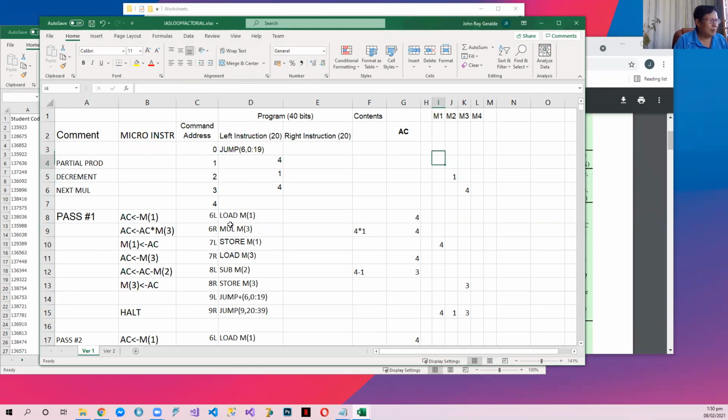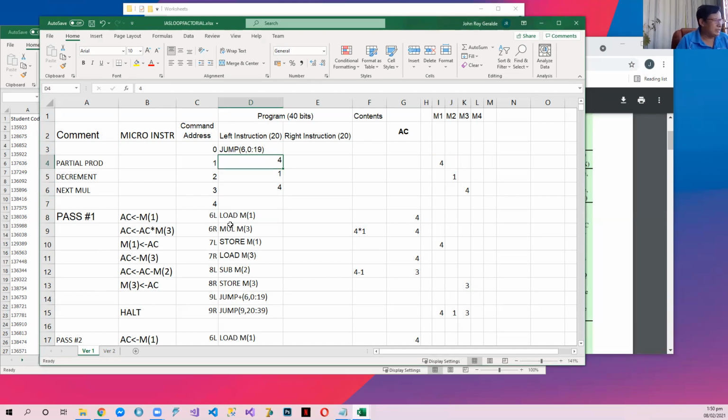Sorry. Our partial product is initially 4. No, our decrement is 1. Do you follow? Okay. And then we have a jump 6009 because we are going to jump to the left of 6. I hope you have no problem with distinguishing the left and the right anymore. 0 to 19 is left. 20 to 39 is right. Do you follow? Because horizontal addressing of the present in the IAS.